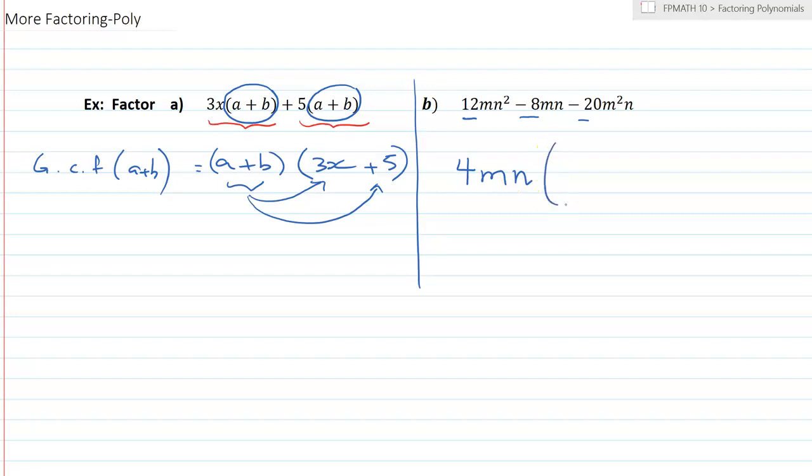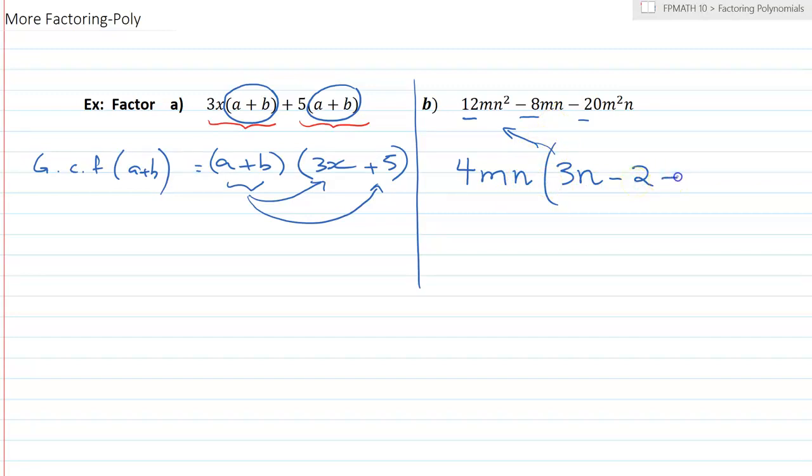Open the bracket. Now start doing a multiplication. We need to have 3 terms inside. So 4mn times 3n, that will give us the first term. Okay, that's the first term. Minus 8 and 4, that would be 2. mn is already included. I don't have to write that anymore. So 2 is on its own.